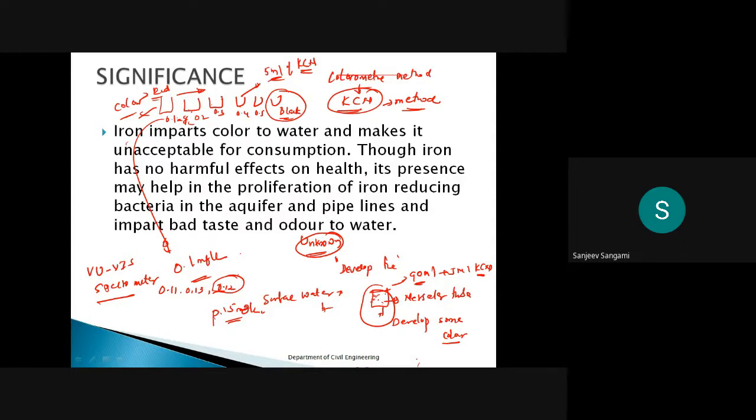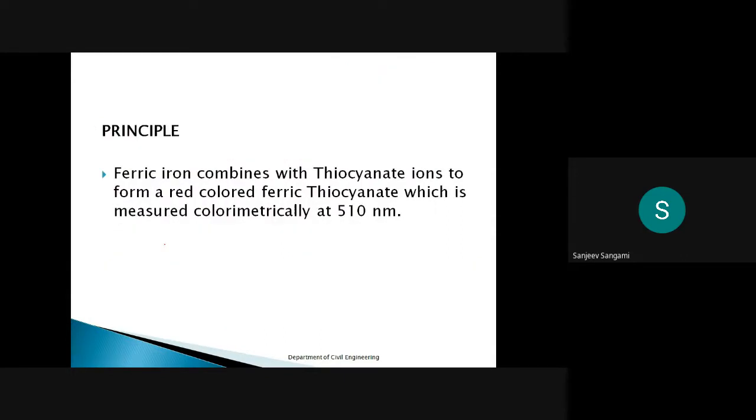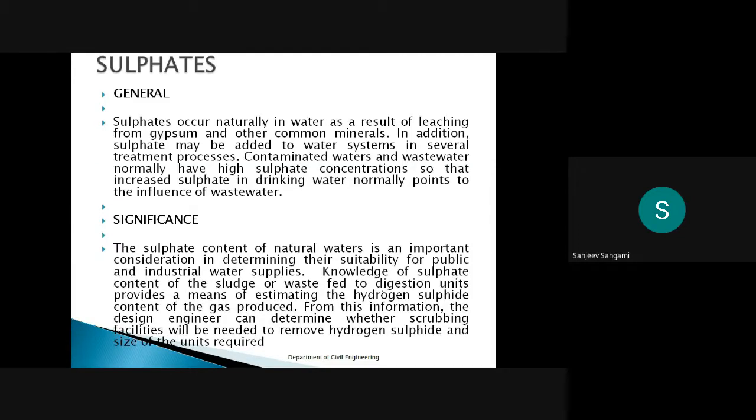Okay. So I already explained how exactly we are going to measure this iron. The ferric iron reacts with the thiocyanate ions, that is KCN, to form red colored ferric thiocyanate, which is measured colorimetrically at 510 nanometers using spectrophotometers. Okay, then we'll move on to the sulfates.